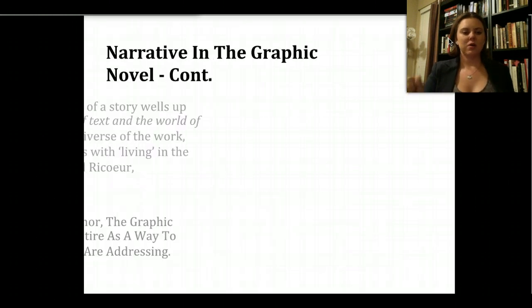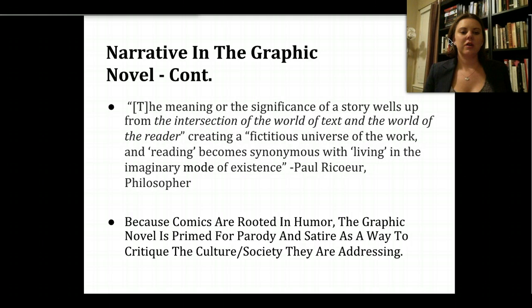All right, so finally, when we think about narrative in the graphic novel, Paul Ricoeur, who's a philosopher, states that the meaning or the significance of a story wells up from the intersection of the world of text and the world of the reader, creating a fictitious universe of the world, and reading becomes synonymous with living in the imaginary mode of existence. Okay, so the graphic novel, just like a novel, is attempting to create this intersection.